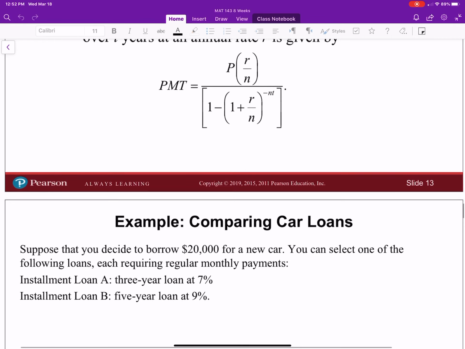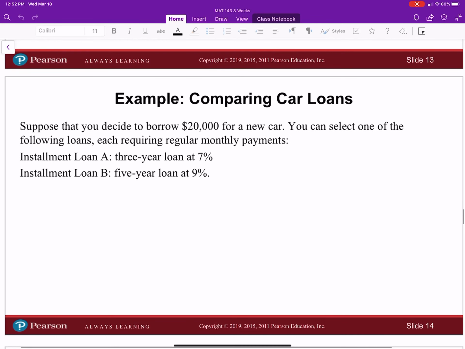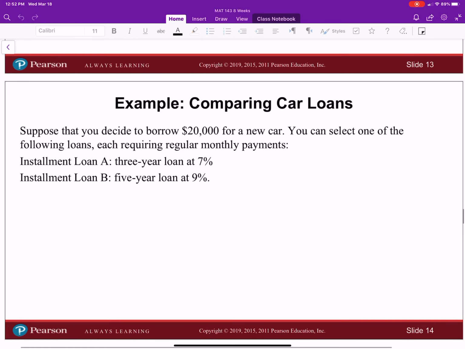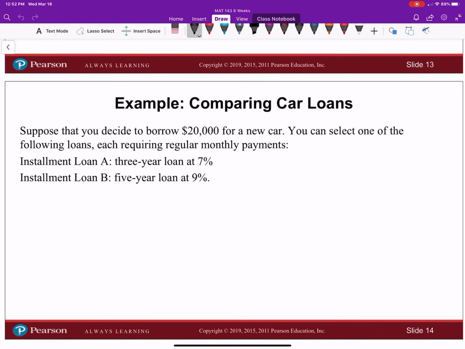So let's look at an example of car payments. So we're going to have two installments. We got installment A and we have installment B. With installment A, we will go ahead and write down everything we got: our P, our R, our N, and our T.